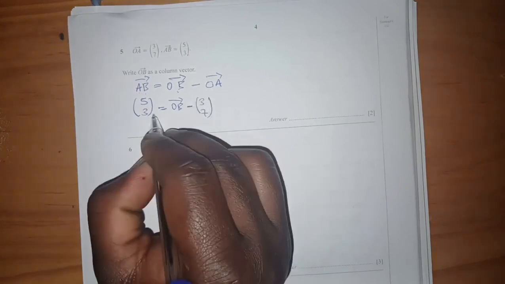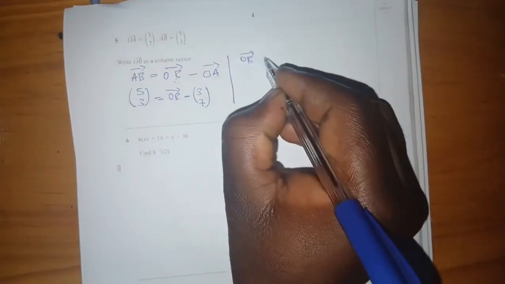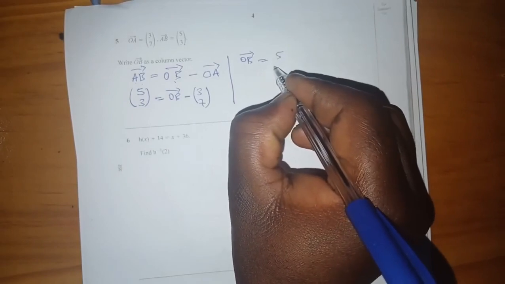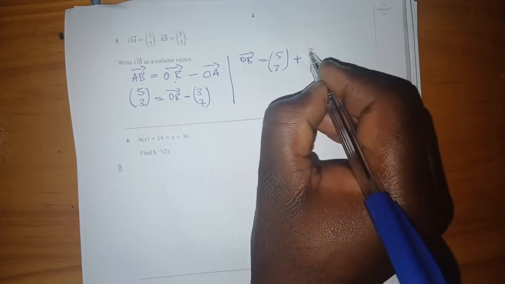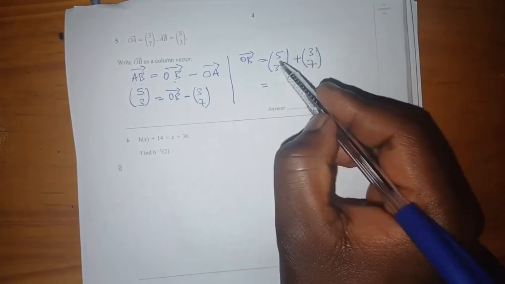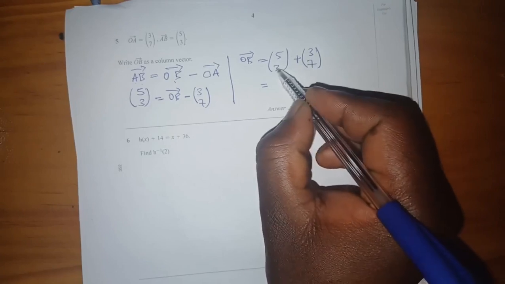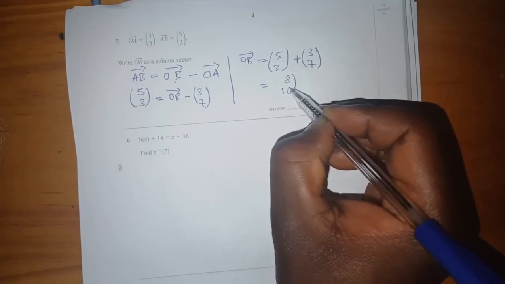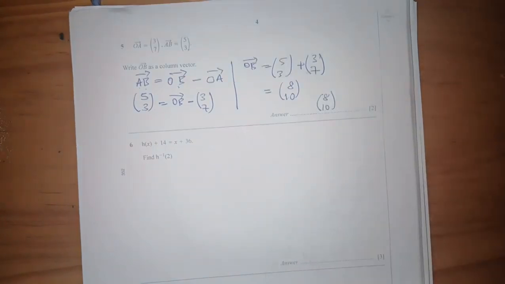Then take this to the other side. Then you will have your OB being equal to (5, 3) plus (3, 7). And now this will go adding the corresponding entries. That's 5 plus 3 giving me 8, 3 plus 7 giving me 10. And basically that's your answer, (8, 10). Take the 2 marks there.